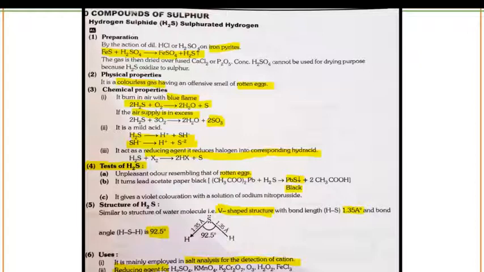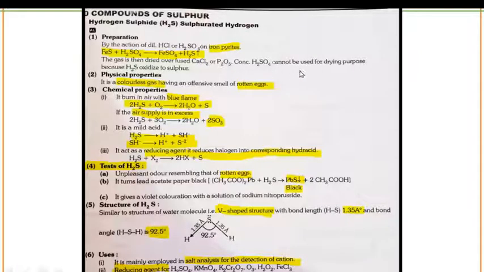When you talk about the preparation method of H2S, hydrogen sulfide gas or sulfurated hydrogen, this can be prepared by the action of dilute HCl or H2SO4 on iron pyrites. Now what is iron pyrites? Iron pyrites is FeS. When FeS reacts with dilute HCl or H2SO4, this will form FeSO4 plus H2S gas. The gas is then dried over fused CaCl2 or P2O5.